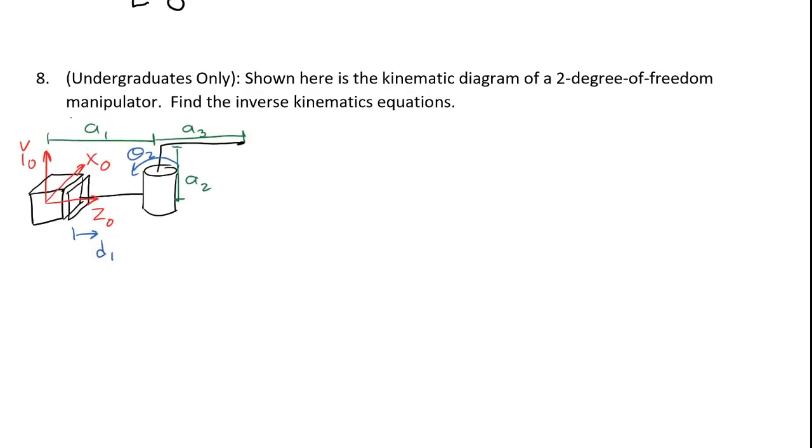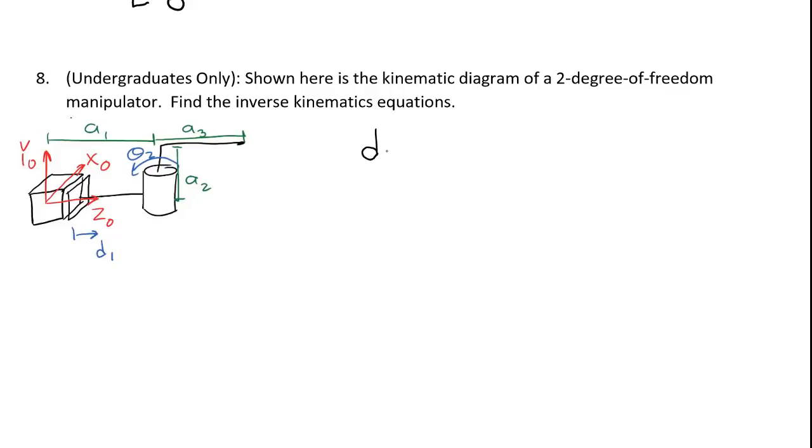Question number 8 says, here is a kinematic diagram of a 2 degree of freedom manipulator. Find the inverse kinematics equations. The first thing we need to do here is remember what inverse kinematics is, or what the goal of it is. The goal of the inverse kinematics equations is to take as input the position of the end effector in the base frame and output the values of the joint variables.